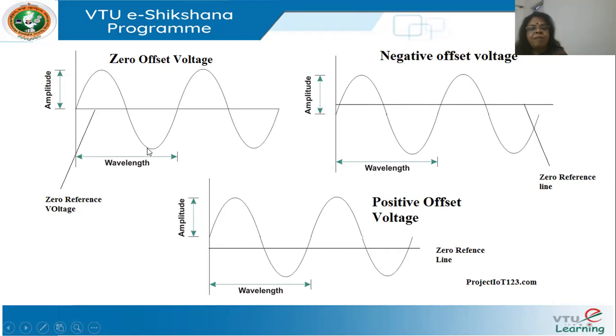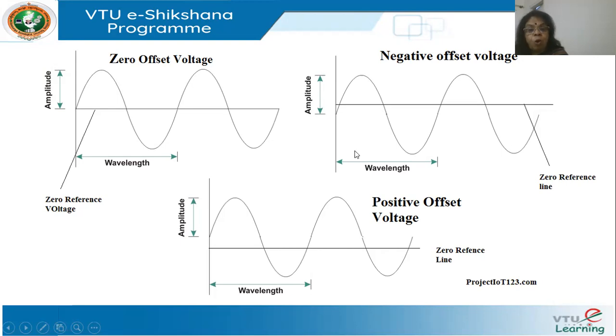Or look at this one. I have shifted the wave up. So the positive cycle is more than the negative cycle. So this will have a positive offset. Clear? So these are not desirable. Because just think, if this is the signal you want to amplify, now this has a negative DC, so all your biases will change.